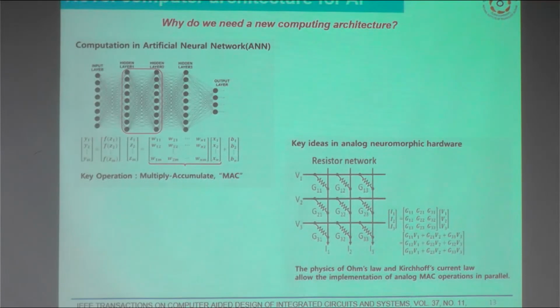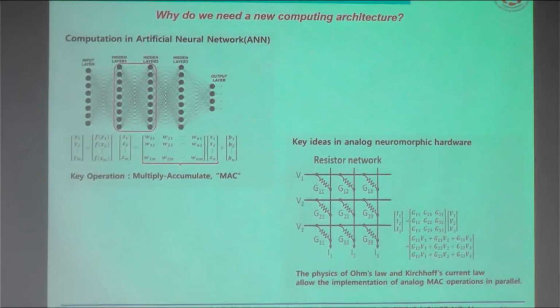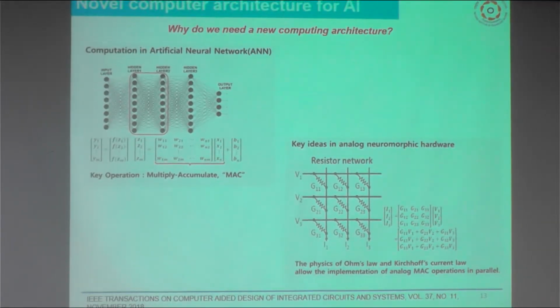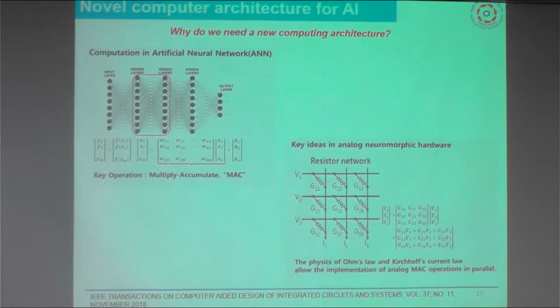So we can take these applications further in new directions, where the upcoming demand of artificial intelligence, deep learning, and machine learning requires quick, fast decisions. So we can design this kind of resistor network. The key idea in analog neuromorphic hardware is that the physics of Ohm's law and Kirchhoff's current law allows the implementation of analog MAC operations in parallel. This is the way the neural network operation is carried out.